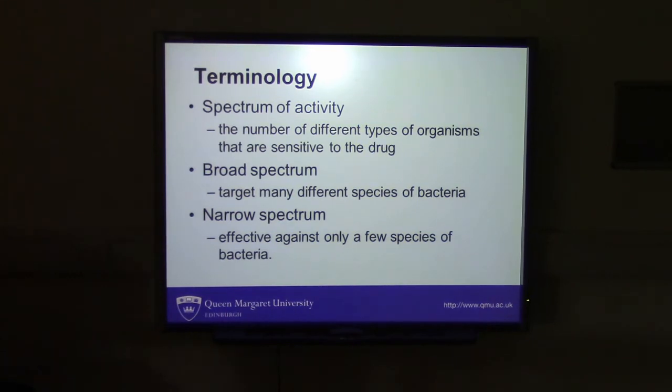Another phrase that you may have heard of is the spectrum of activity. That is the number of different types of organism that are sensitive to a drug. You might have heard of what they refer to as a broad spectrum antibiotic. That means it targets a wide range of different bacteria. The flip side of that is a narrow spectrum antibiotic, which is only going to be effective for very few species of bacteria. So obviously, if you're not sure what drug's going to work, a broad spectrum is more likely to have an impact on a wider range of bacteria.